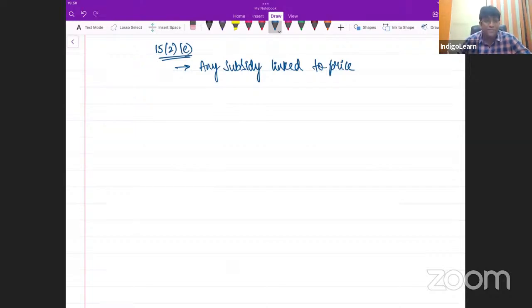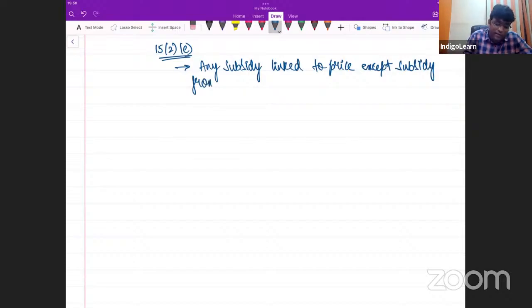some special point is there. Any subsidy linked to price, except subsidy from central government or state government. So if any subsidy is coming from central government or state government, that we don't include. But any other subsidy which is not coming from central government or state government, that is definitely included.